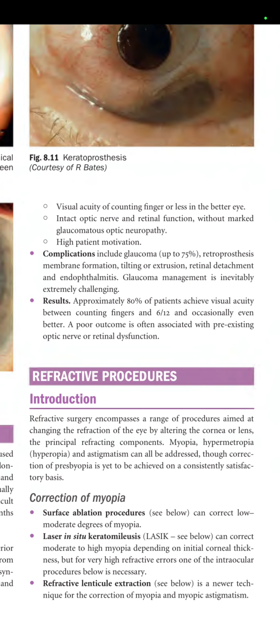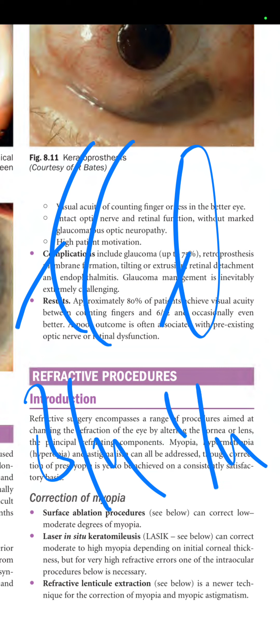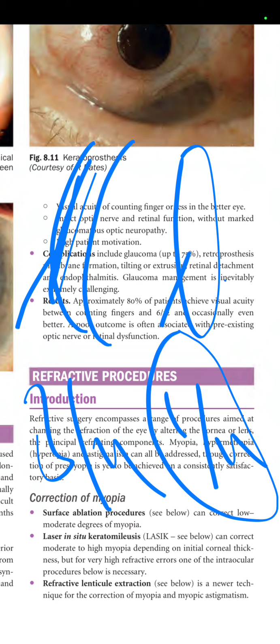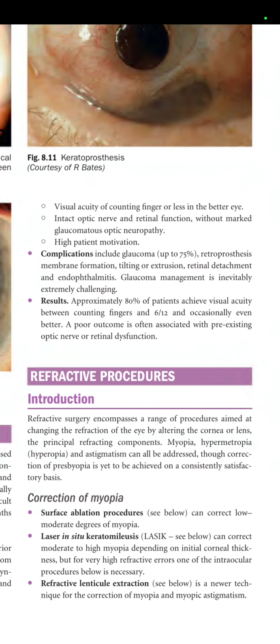So let's get started. Introduction. Refractive surgery encompasses a range of procedures aimed at changing the refraction of the eye by altering the cornea or lens, the principal refractive components. So what are you going to do? You know that the cornea produces 3/4 of the optical power of the eye, and the lens produces 1/4. So when you change this refractive power, you can change the vision as well.